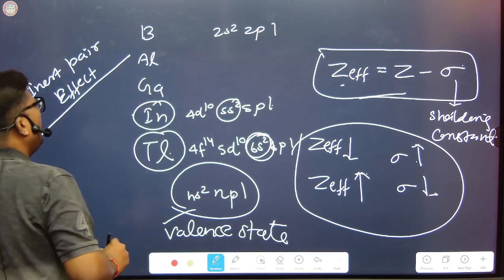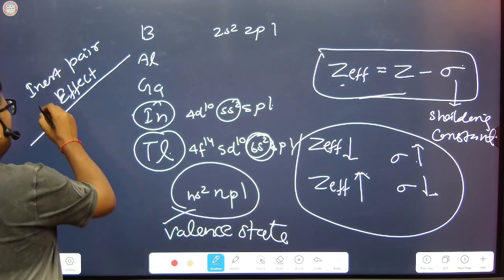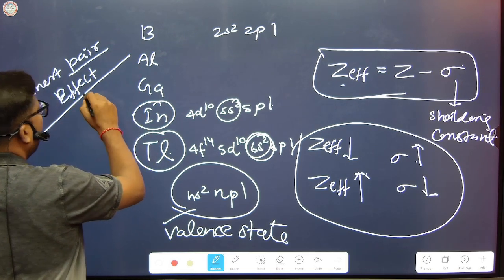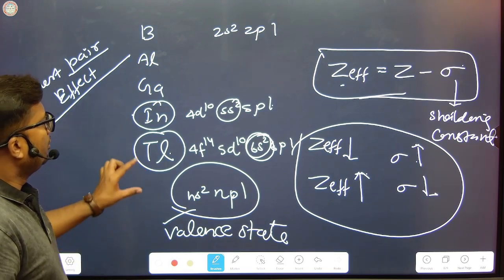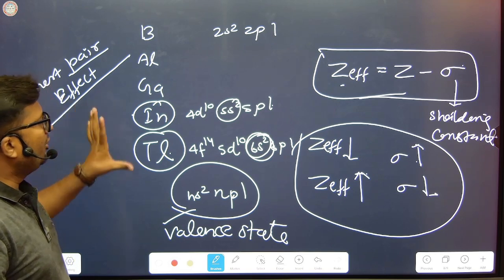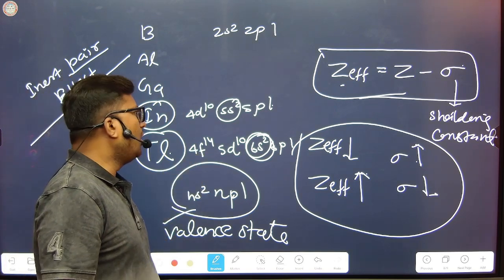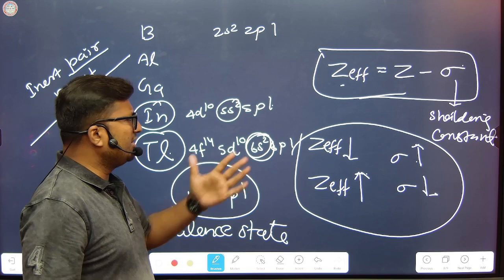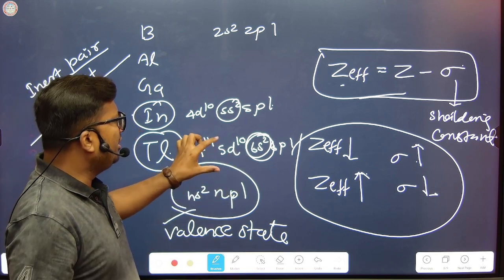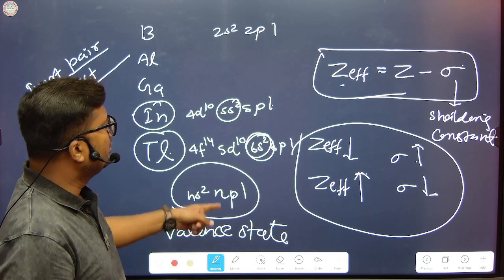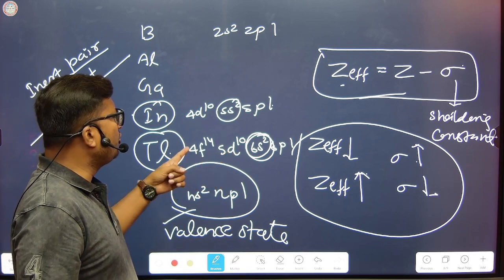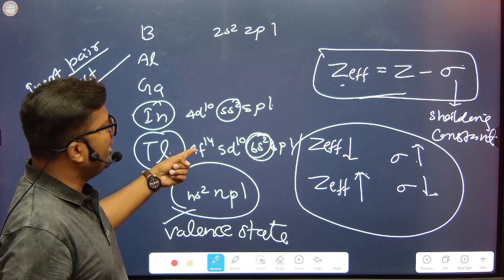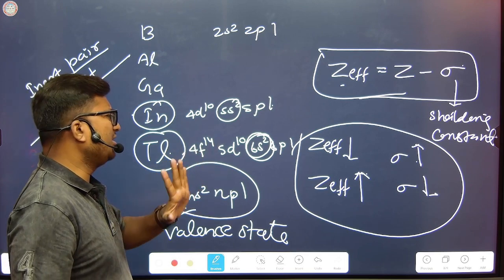What is inert pair effect? Inert means inactive pair of electrons, and effect is the phenomenon. So inert pair effect is a phenomenon in which a pair of electrons present in the valence s subshell remains inert, because of the poor shielding constant of the penultimate f and d subshells or f and d orbitals.